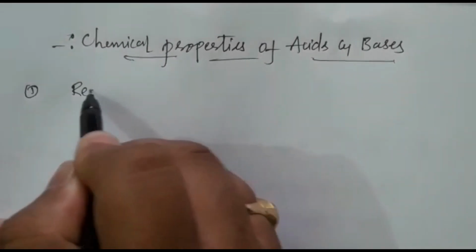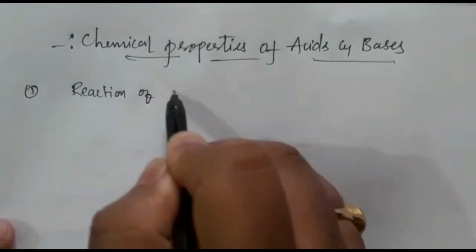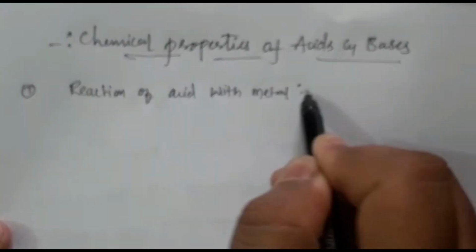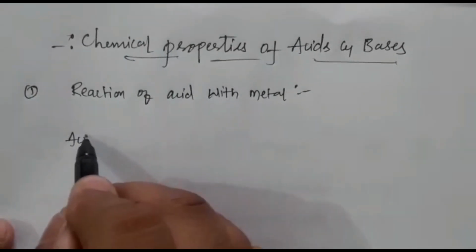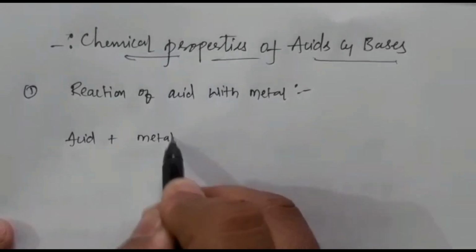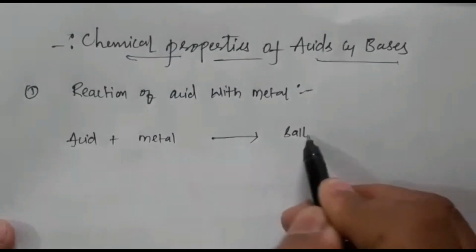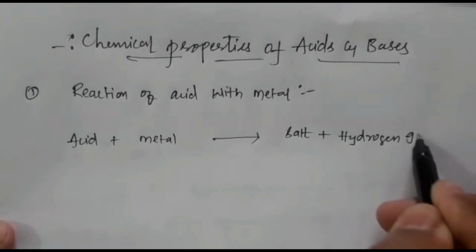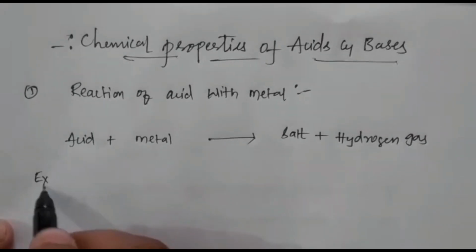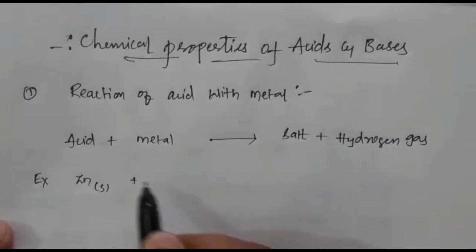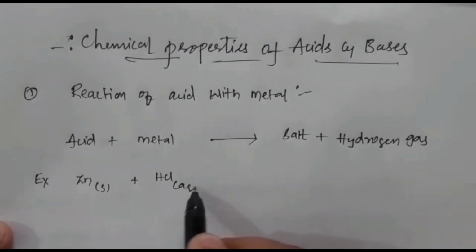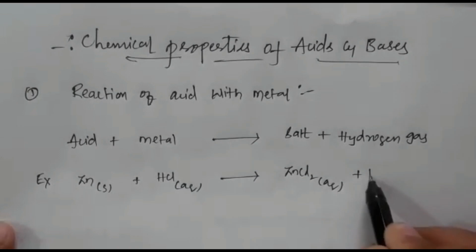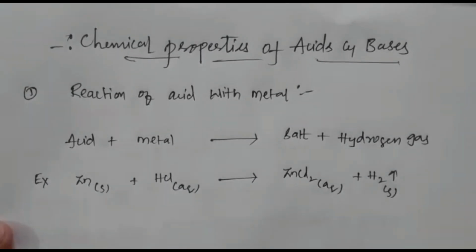The first chemical property which we are going to study is reaction of acid with metal. So what happens when acid reacts with metal? Remember children, when acid reacts with metal, acid plus metal gives you salt plus hydrogen gas. Hydrogen gas is formed. Example, zinc metal, when it reacts with an acid called HCl, gives you a salt called zinc chloride. Along with that hydrogen gas is released. Is it clear for everyone children?